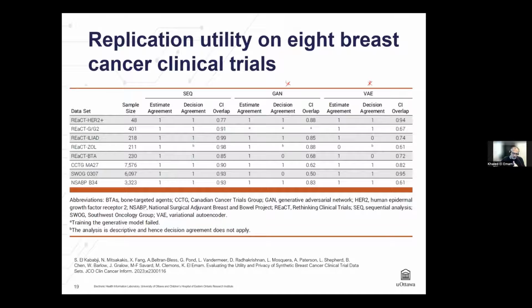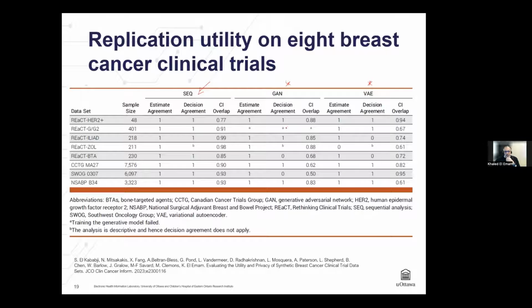However you define it, whether you're just replicating published studies or you're comparing different techniques like RCTs and real-world data analysis, these are easily justifiable criteria for evaluating replicability. So what we found is that sequential synthesis worked really well across the different studies, with consistently high estimate agreement and decision agreement, and pretty good confidence interval overlap from the perspective of utility, but the other methods, GANs and VAEs, were not performing consistently across different data sets.